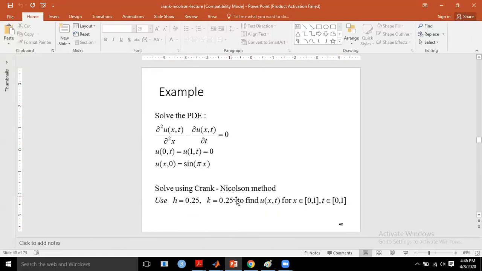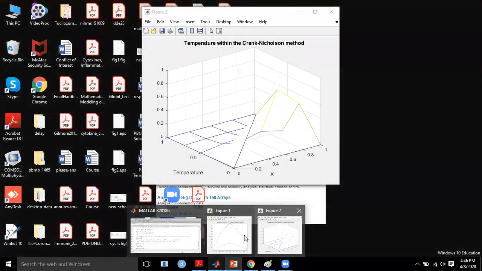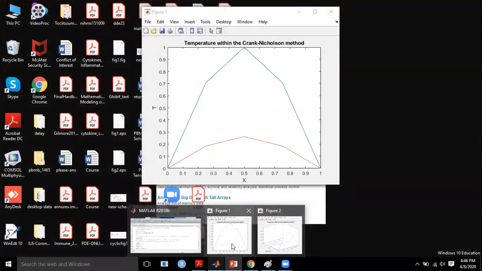H is 0.25, K is 0.25. So you have the liberty. You can make it H is equal to 0.2, K is equal to 0.1 or anything. So for 3 sets, you will produce 6 graphs. For 1 set, you produce 2 graphs. For 3 sets, you produce 6 graphs.